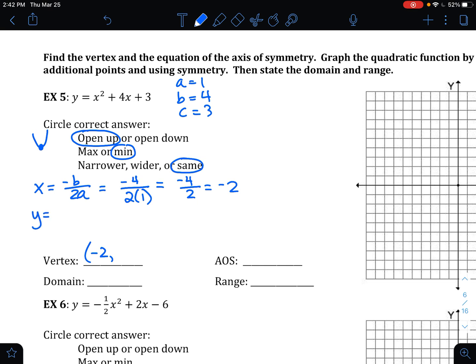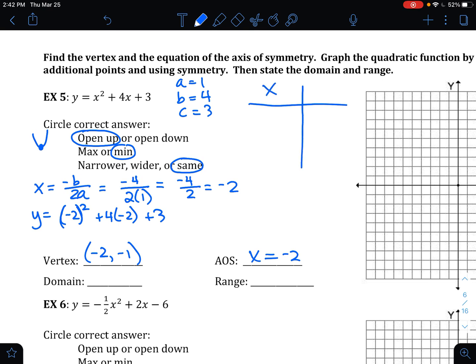To get the y value, let's plug in negative 2. So y is going to equal, put in parentheses, negative 2 squared plus 4 times negative 2 plus 3. If you use your calculator, don't forget the parentheses around the negative, or else your calculator won't square it correctly. So this should simplify to negative 1. The vertex is negative 2, negative 1. The axis of symmetry is going to be x equals negative 2, just that x coordinate.